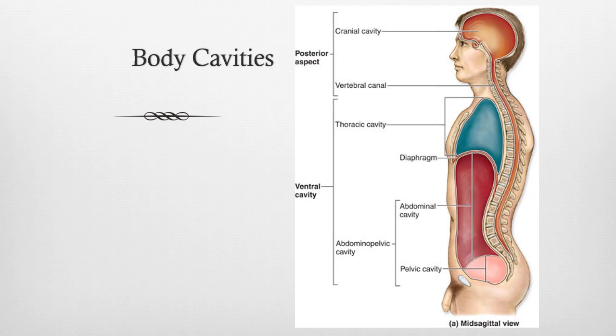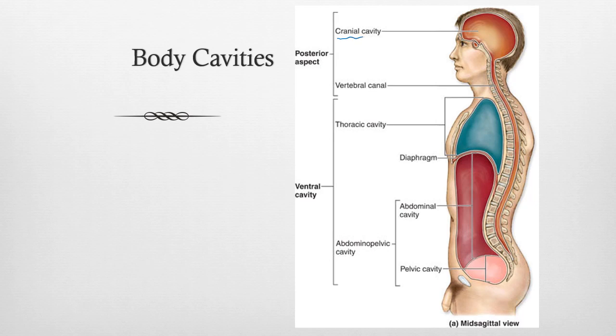From there, we can look at the body in terms of cavities. And so we have open spaces within the body. The two biggest of which are what we call the ventral body cavity and then the posterior body cavity, also referred to as the dorsal body cavity at times. And so both of those terms can be used. The posterior or dorsal body cavity contains the central nervous system.